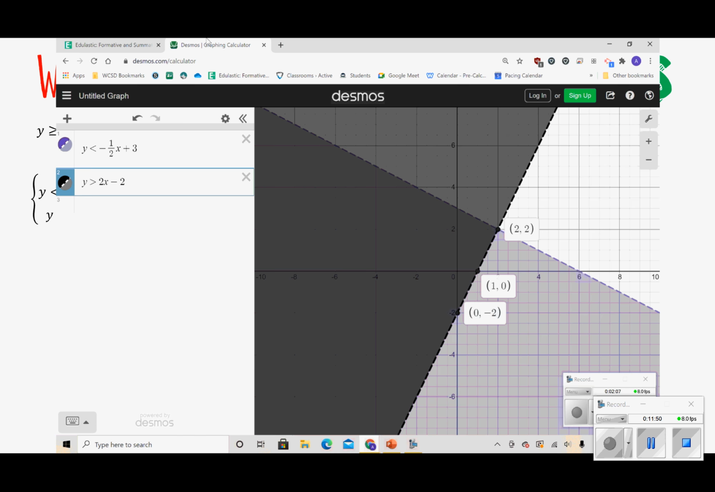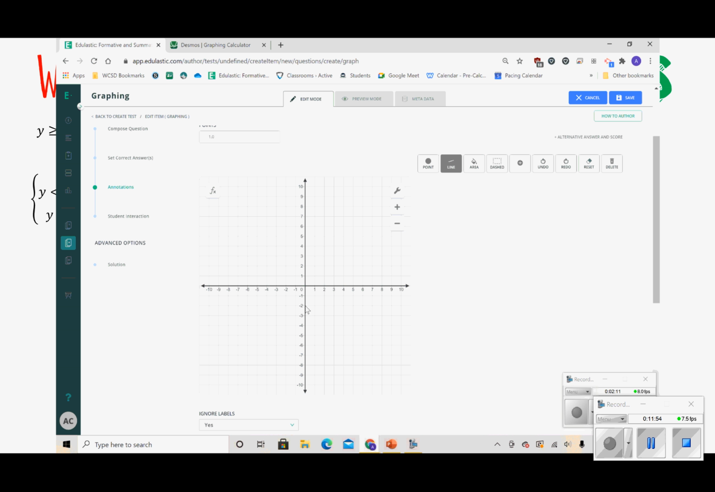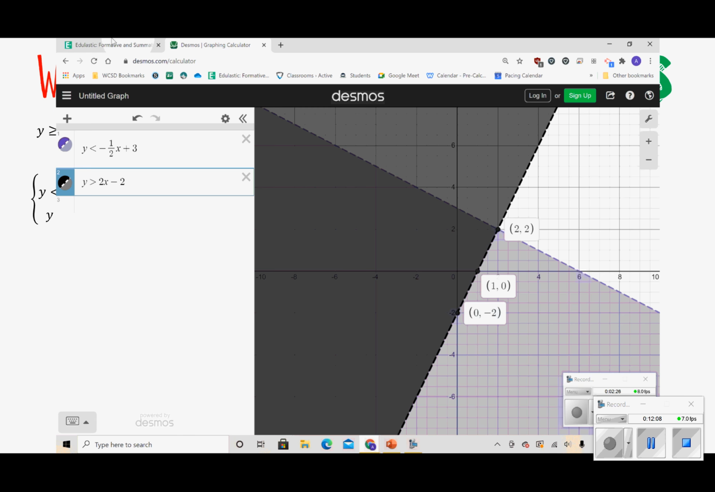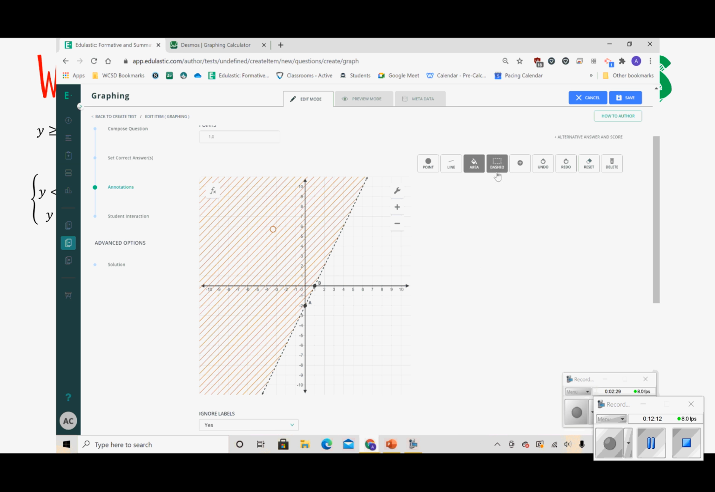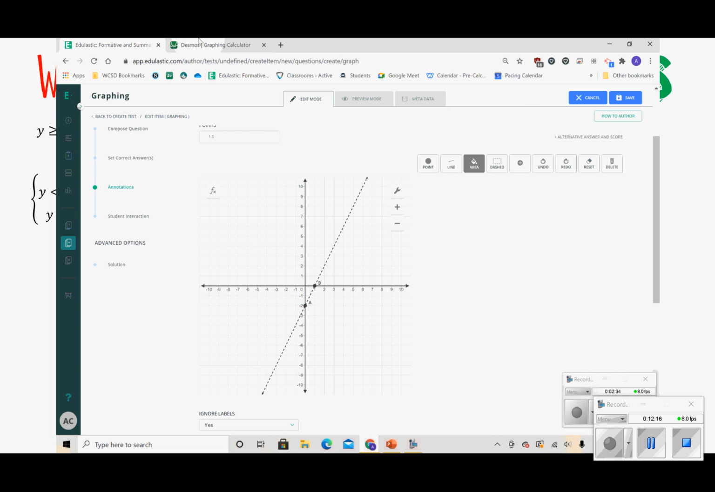So I'll do this one. I'll do the black line first. Negative 2 and 1. And that's going to be a dashed line. And then I'm going to pick the area, go back to Desmos. It's on this side, but the graph's on that side, so we can pick that area. Actually, we should probably pick one once we're all done with everything.